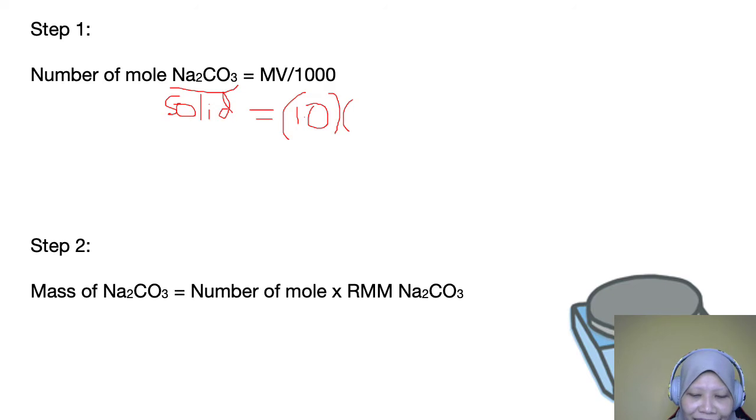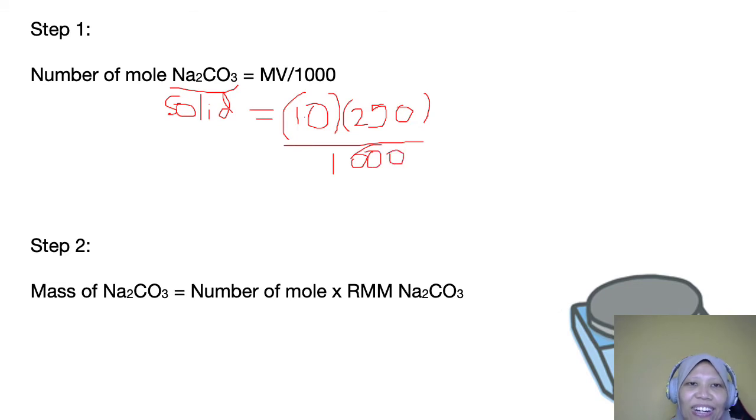Awal tulisan. Okay, 2, V dia 250, bahagi 1000. So, berapa yang kita dapat?